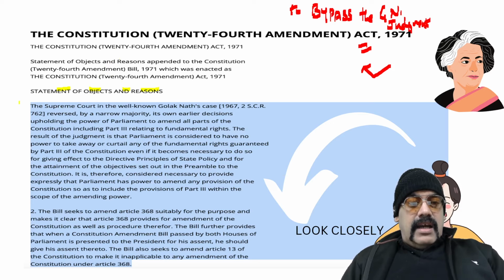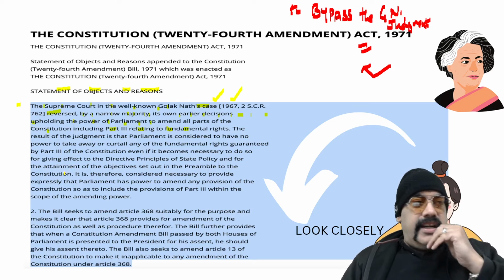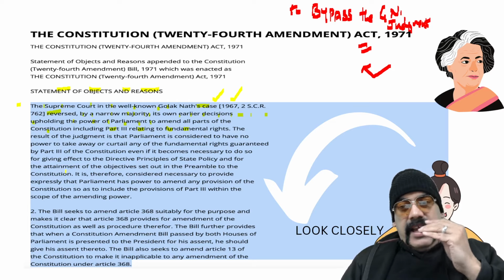And I'm reading it as it is, and it says the Supreme Court in the well-known Golaknath case, 1967, have I told you this already? Yes. Reversed by a narrow majority, a 6-5 ratio, its own earlier decision in the Shankari Prasad and Sajjan Singh cases, upholding the power of Parliament to amend all parts of the Constitution, including Part 3 relating to fundamental rights. In both Shankari Prasad and Sajjan Singh, the Supreme Court had decided that Article 368 can amend any provision of this Constitution.